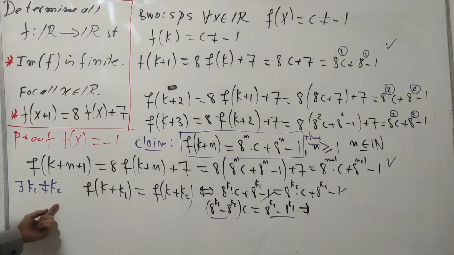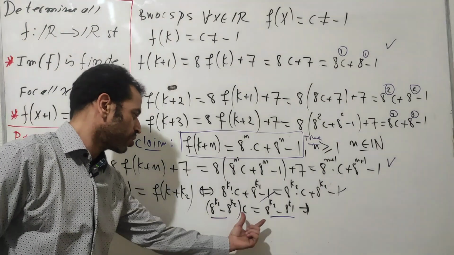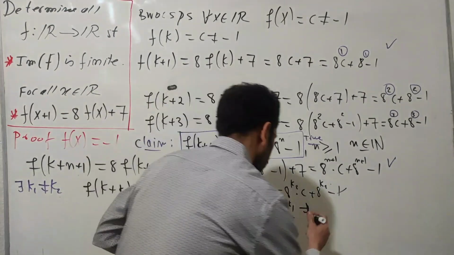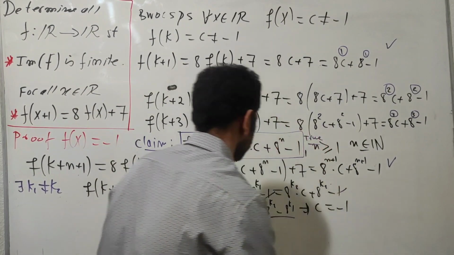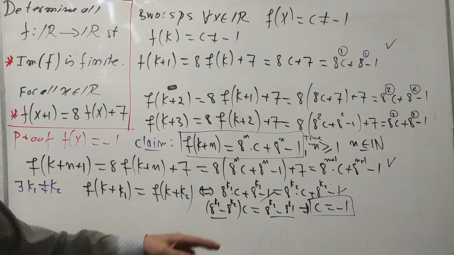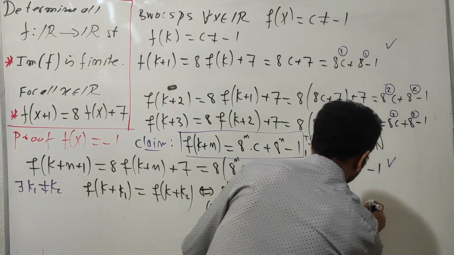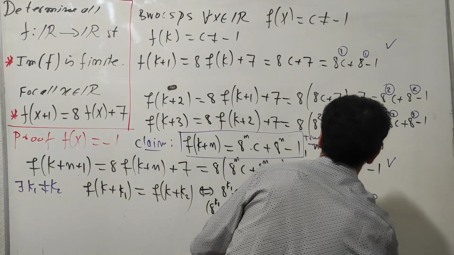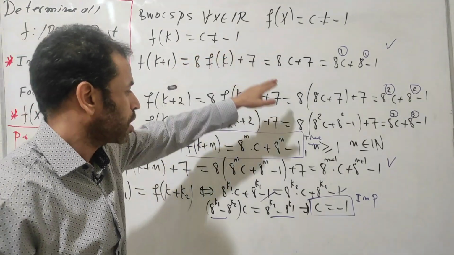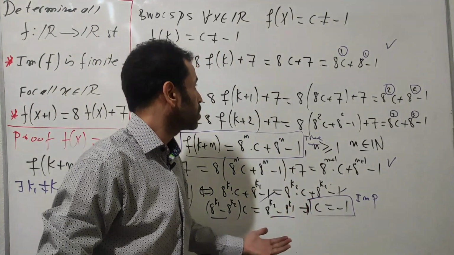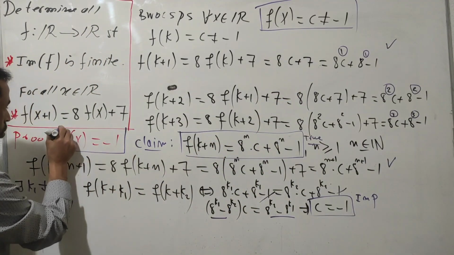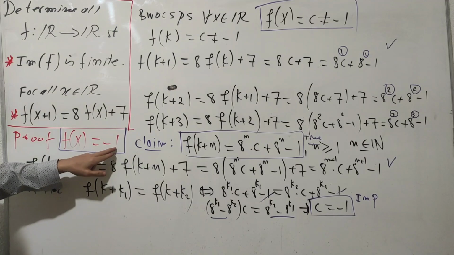Since k1 is different than k2, this one is different than 0, so we are going to divide both sides by the same number. I will end up with c equals minus number 1. Okay, c equals minus number 1. It's a contradiction. It's impossible because we have chosen c must be different than minus number 1. At the end we found c equals minus number 1. This is a contradiction, which means our assumption was true, which means f of x equals minus number 1. So I have done this problem.